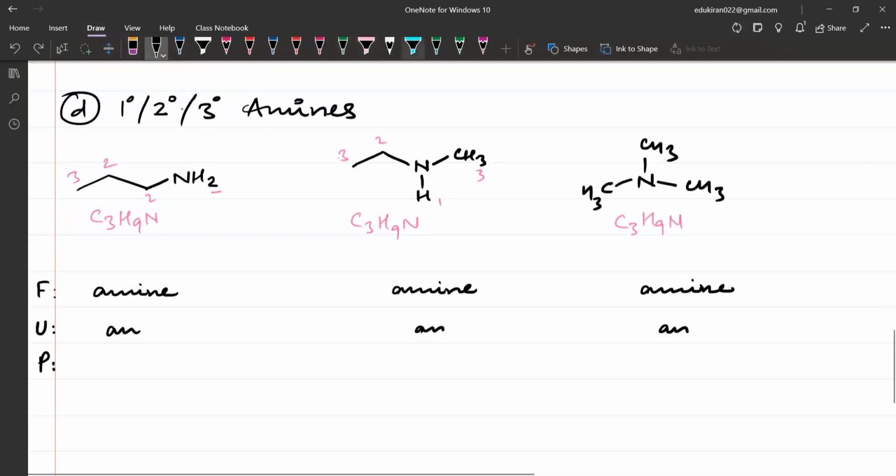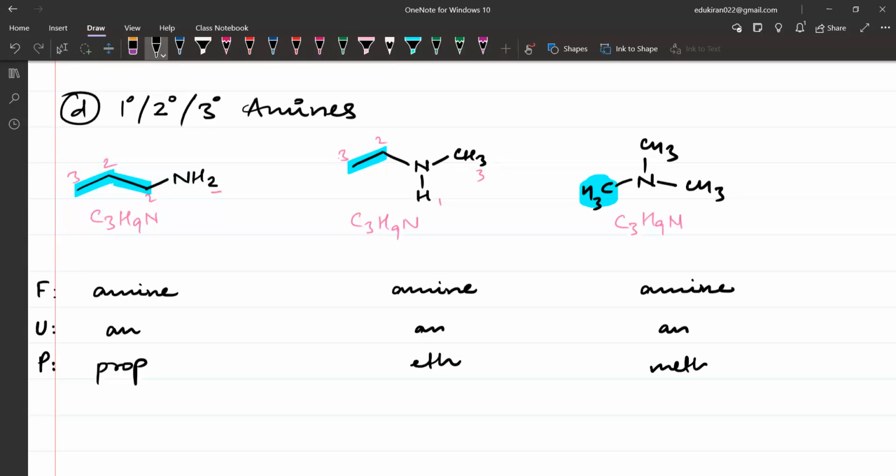So in this case, the parent chain is going to be these 3 carbon atoms, right? Yeah, 3 carbon atoms is a parent chain, which will be prop, right? And then here, the parent chain will be 2 carbon atoms. जो ज़्यादा है वही लेना पड़ेगा, right? Prop. So you will have, this is eth. And in this case, आपके पास कोई और choice नहीं है. You can have only 1 carbon atom as the parent chain, and then it will be meth.